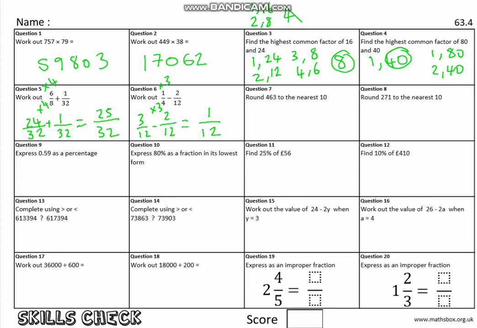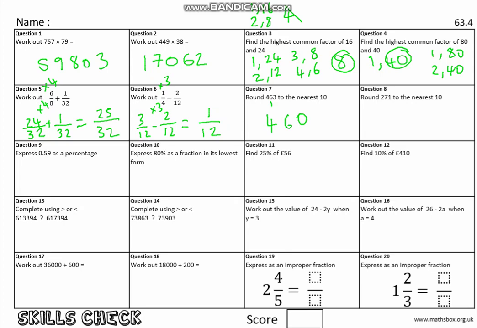Okay, next up we've got some rounding. So this is round 463 to the nearest 10. So we're going to look in the tens column to start with, which is a 6, okay? So if that's a 6, the next number, if it's 4 or below, I can leave it as a 6 and have 60. If it's 5 or above, I obviously have to round it up to 70. But this time it's a 3, so I can round it nice and easily to 460 like that, okay?